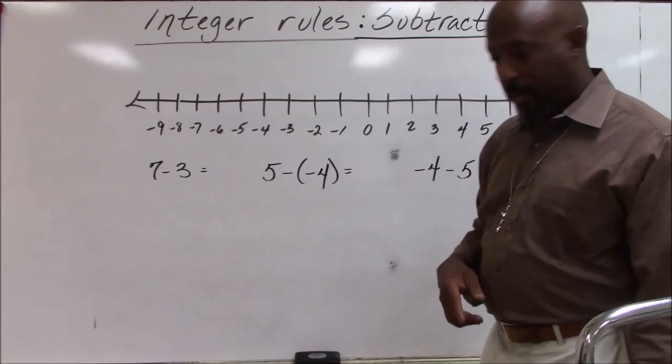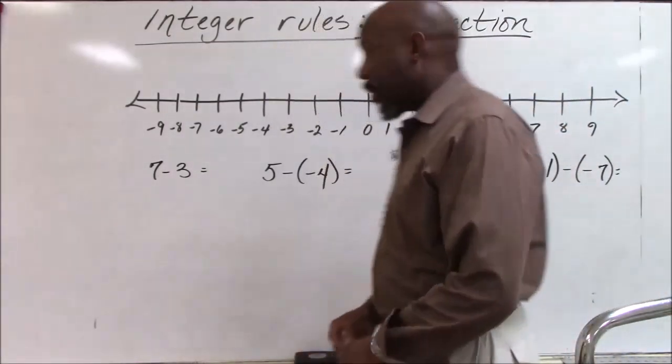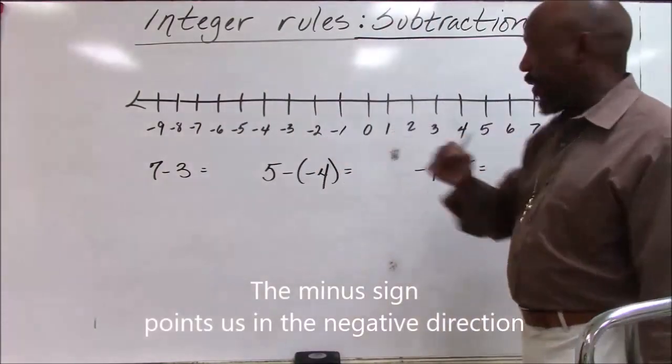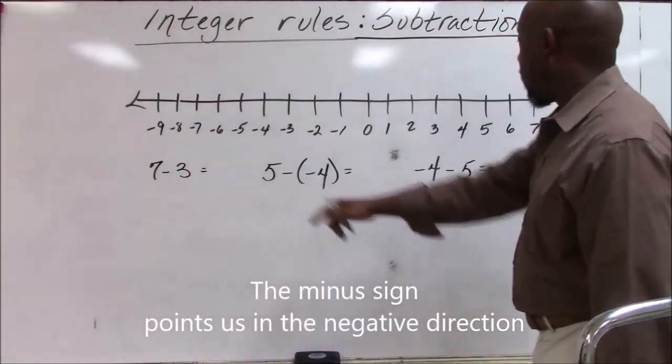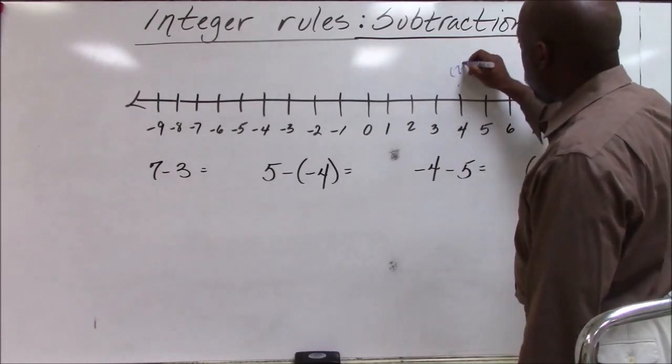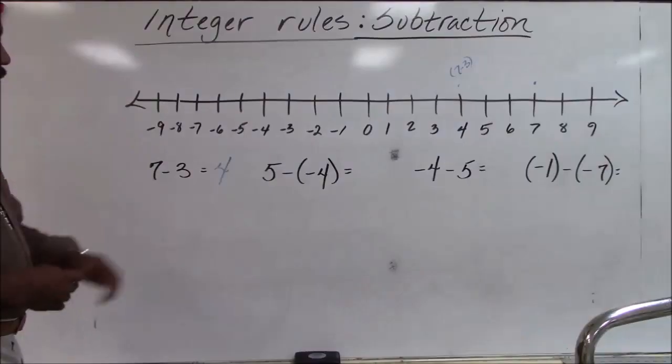Our first problem is 7 minus 3. So we plot out our 7. Minus tells us to go in that direction. So we count 3 because there's nothing to change direction. 1, 2, 3. 7 minus 3 is 4. All right, let's look at the next iteration.